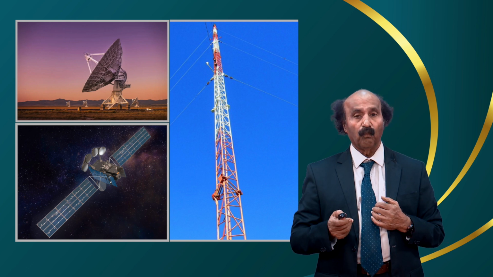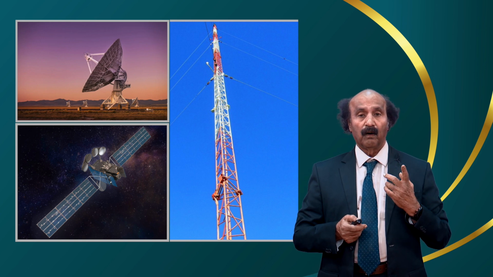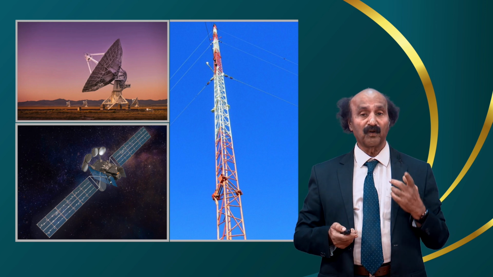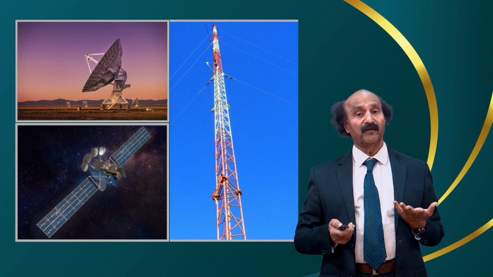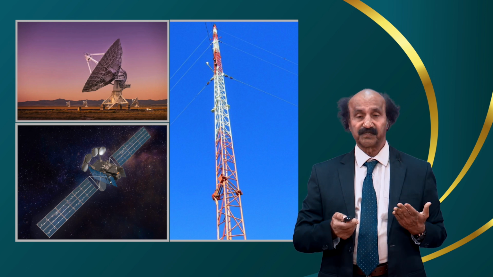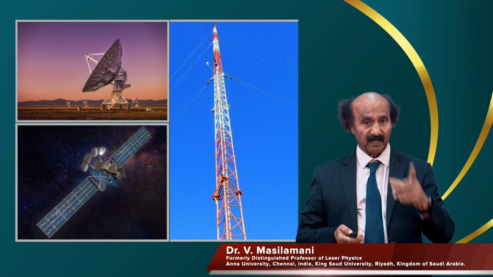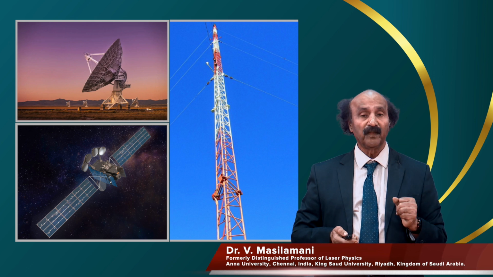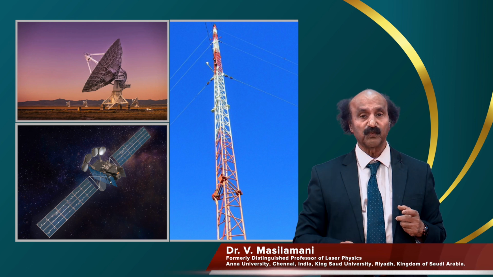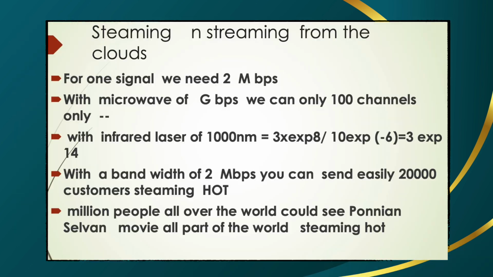Then now, why do we go for microwave? Microwave has a frequency of about 10 power 9 hertz. For one particular channel, audio plus video, we need at least 2 megabits. Mega means 10 power 6, bits per second. Instead of 2 megahertz, I can convert the frequency into bits per second.